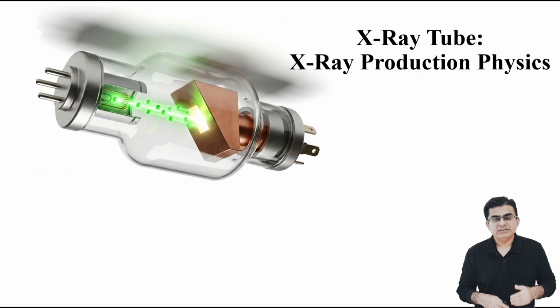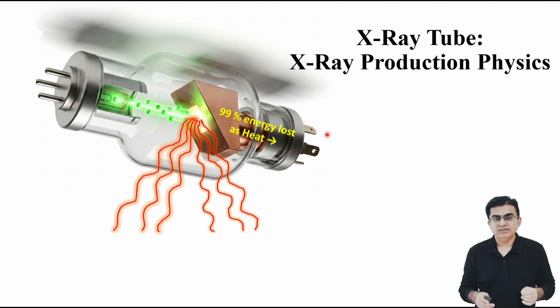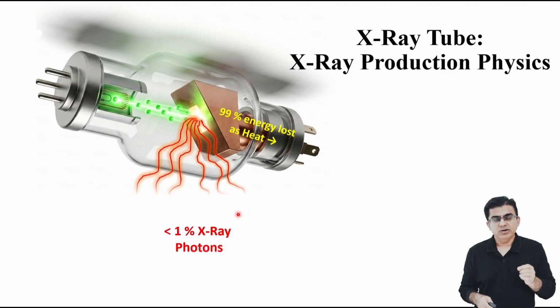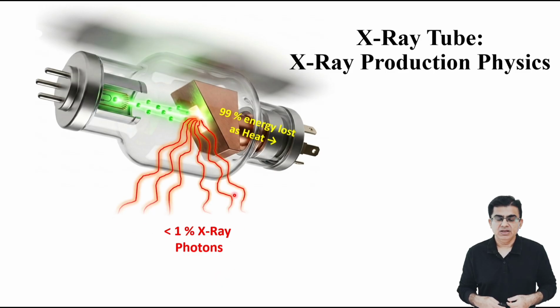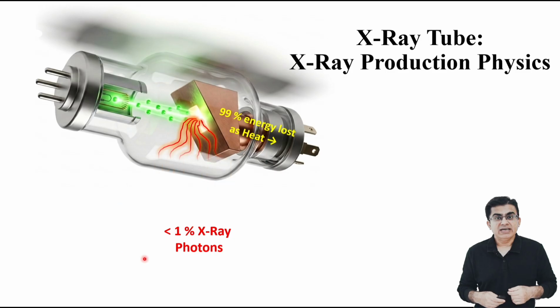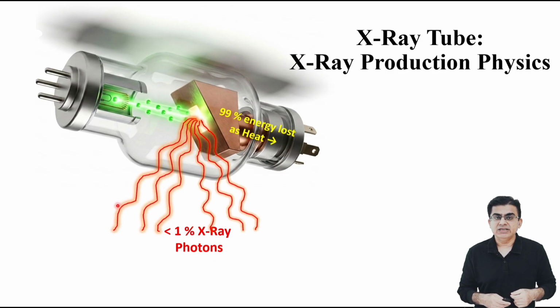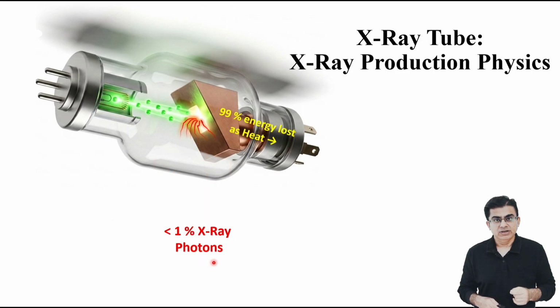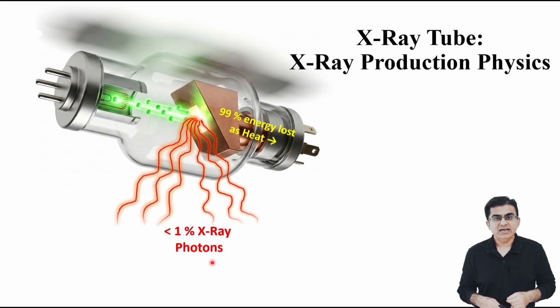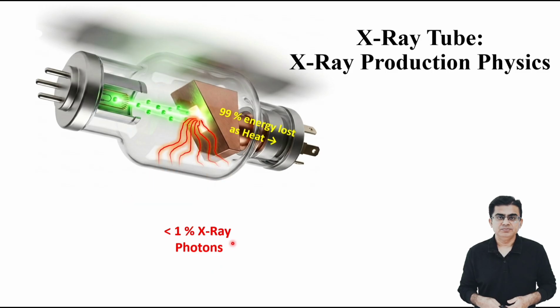What happens during this massive collision? Most of the energy is lost. More than 99% of energy produced is lost as heat. Only less than 1% survives. It is this tiny 1% energy which becomes the actual X-ray photons. This 1% is the actual clinical X-ray beam we use to treat cancer. Today I will teach you exactly how this tube works. We will see exactly how these X-rays are produced.